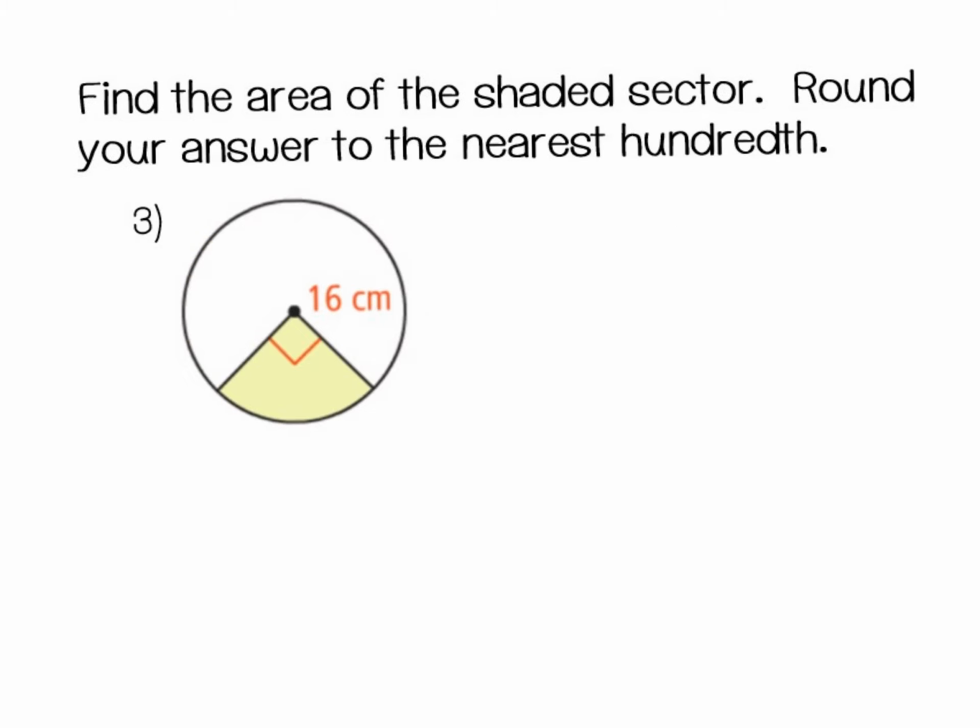Last example. So this time my fraction, my angle is going to be 90 out of 360 since I have a right angle, times pi times my radius squared. Type it right into my calculator. The area is equal to 201.06 square centimeters.